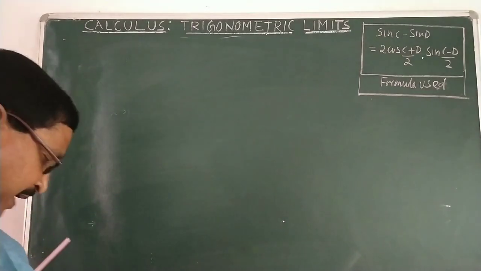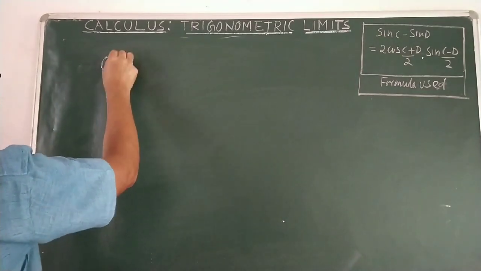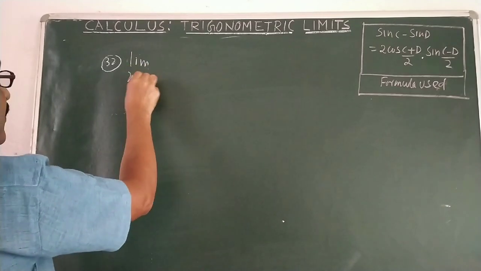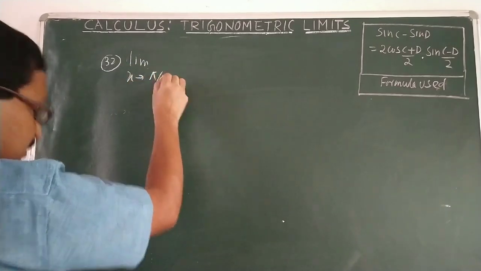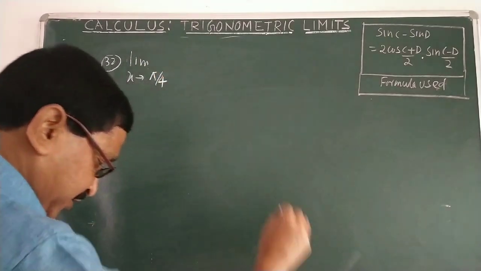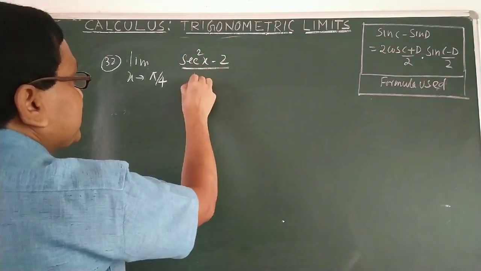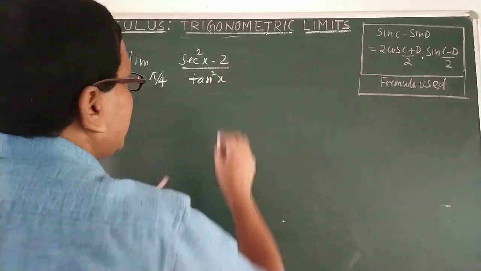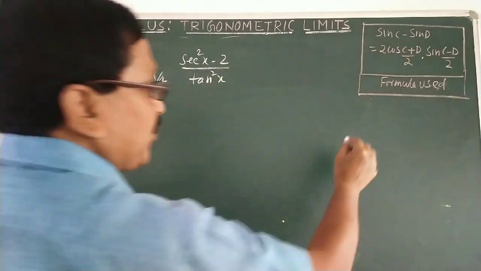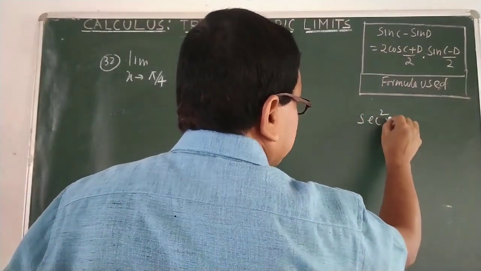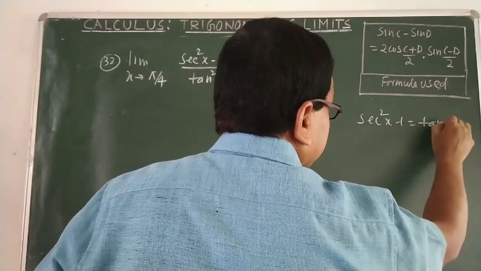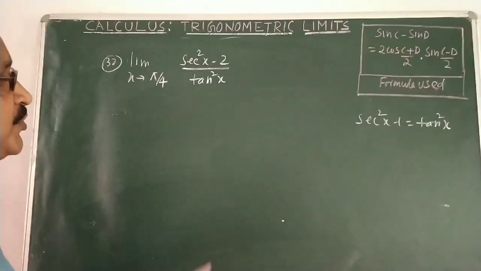the 32nd question. Limit x tends to pi by 4, sec square x minus 2 by tan square x minus... Students, you must know from class 10 that sec square x minus 1 is equal to tan square x. So this concept will be used here.